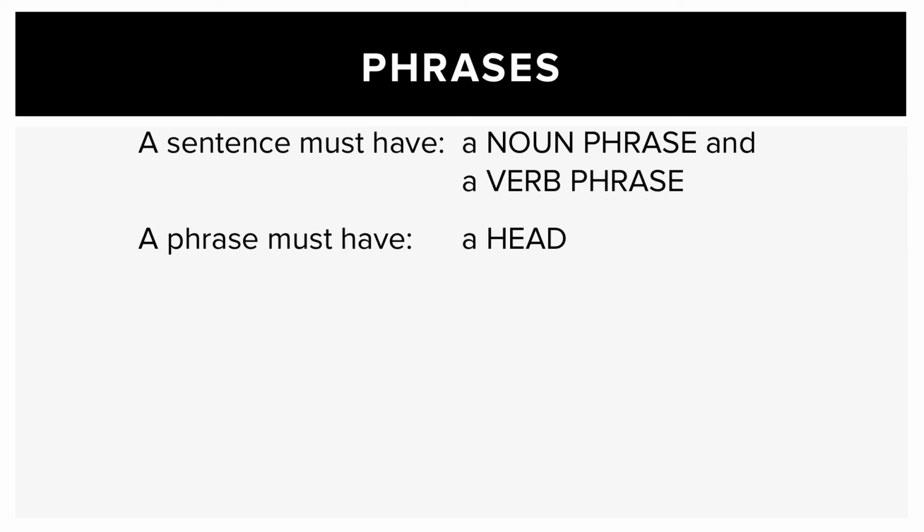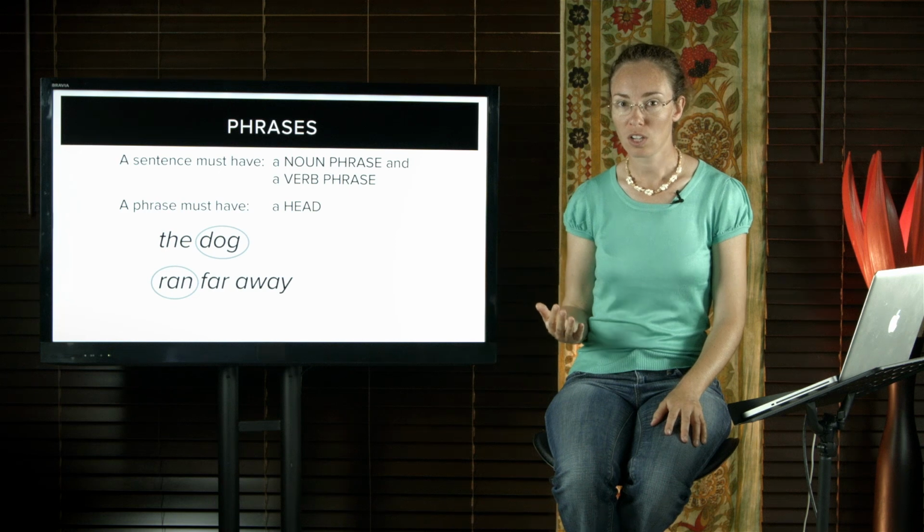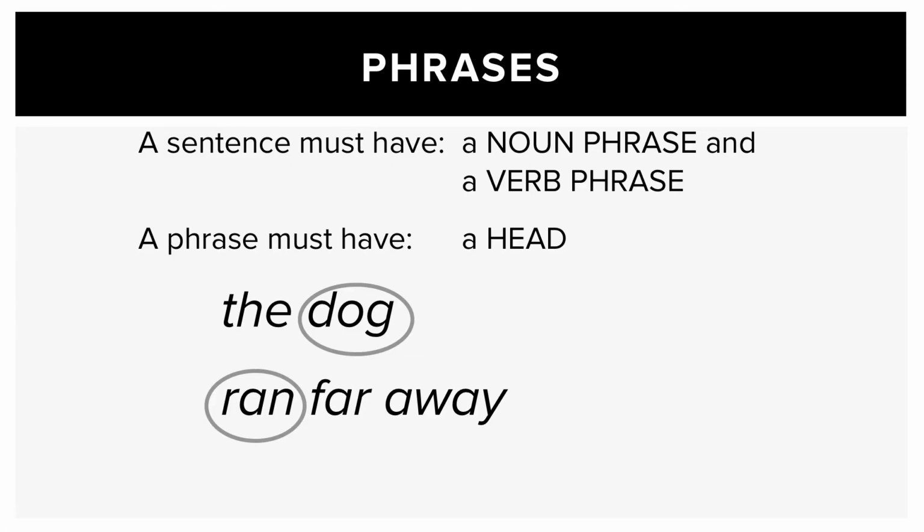In a phrase, we must have a word which is called the head. This is the core of the phrase, what the phrase can't exist without. So, in a phrase like the dog, dog is the head because it is the main part of the phrase. Or in the phrase ran far away, ran is the head because it is essential for the phrase to exist.